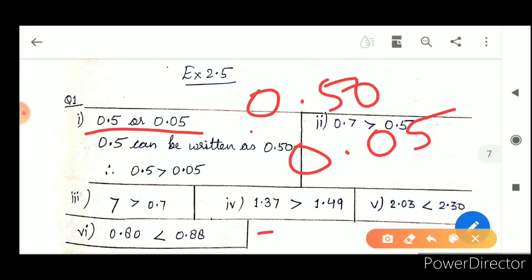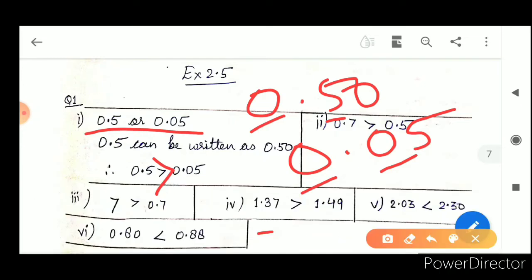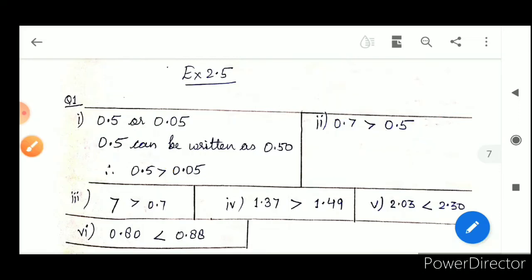Now we compare ones place, they are equal. Now come to tenth place, 5 is greater than 0. So we come to know that 0.5 is greater than 0.05. And in other cases also we need to do the same thing. Okay, now come to next.